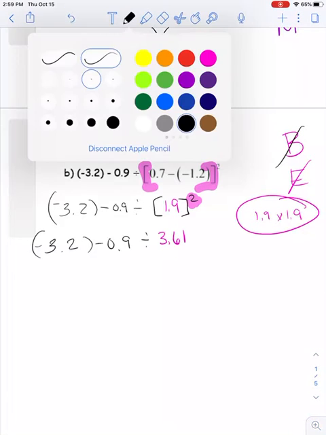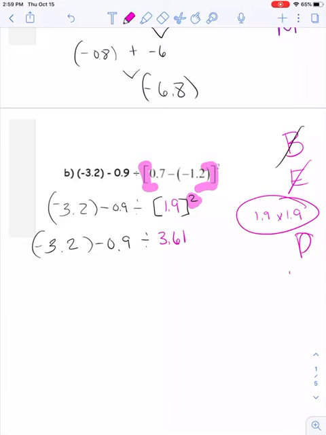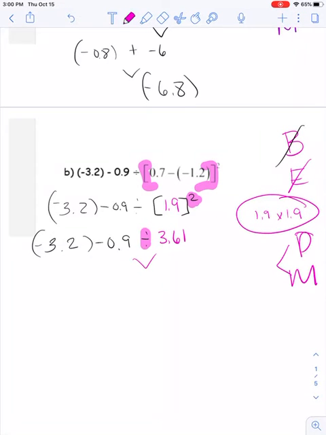So we are looking for division or multiplication. From left to right, we have a division right there. We're going to do 0.9 divided by 3.61, which gives us -0.25. And now we only have the subtraction to do. That gives us -3.45.